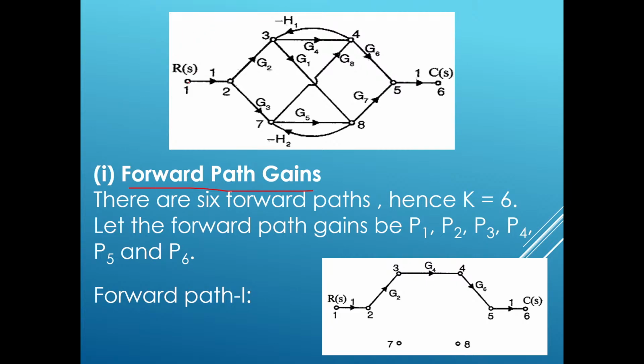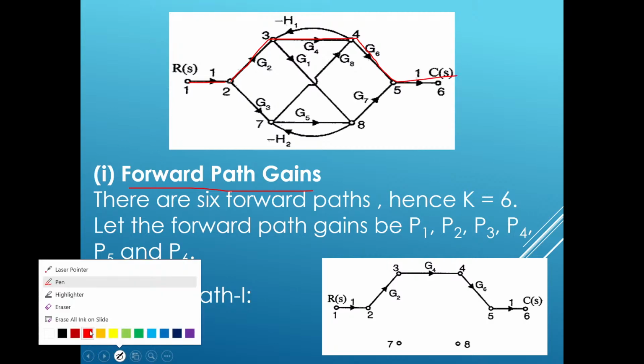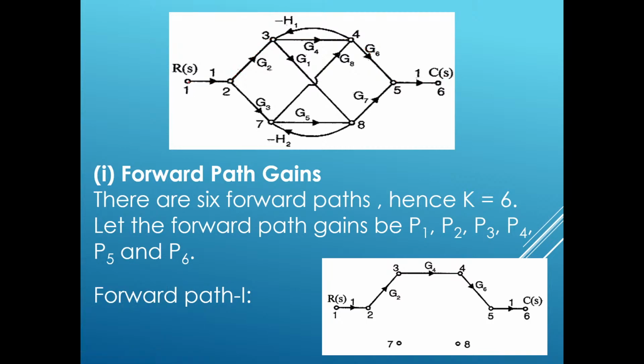Let me see: 1 to 2, 2 to 3, 3 to 4, 4 to 5, 5 to 6. This is one forward path. Next, 1 to 2, 2 to 7, 7 to 8, 8 to 5, 5 to 6. This is the second forward path. If anyone is listening and able to find how many forward paths there are, mention it in the chat box.